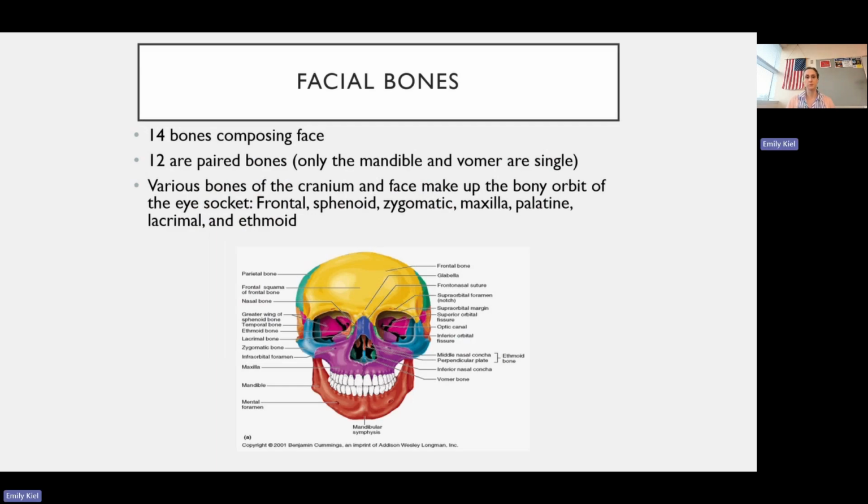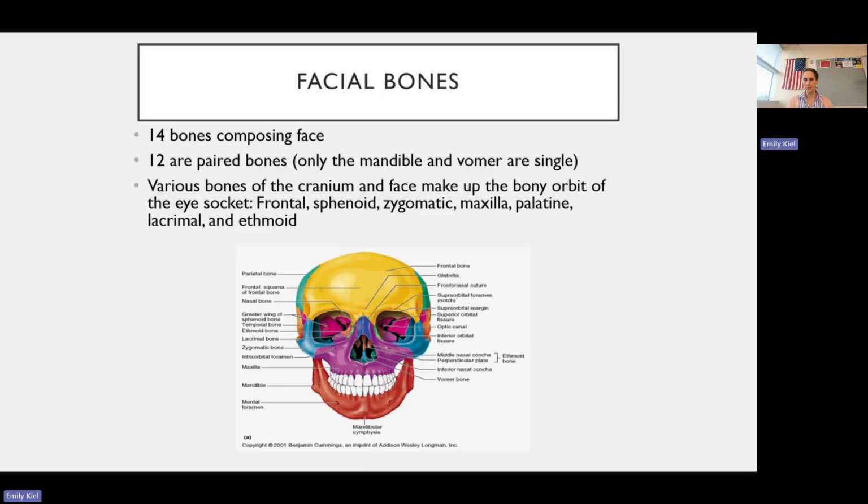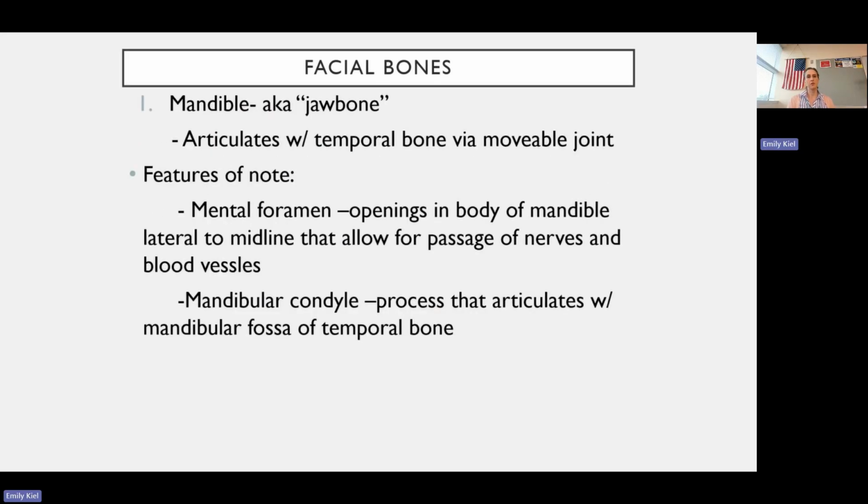So there's 14 bones composing the face, and 12 of them are paired. So the mandible and the vomer are the only single ones. And various bones of the cranium and the face will make up the eye socket. So you want to know these 7 bones of the eye socket. Let me see if I think we'll have an image of them in a little bit, but we want to know those. You've got your mandible, which is your jawbone.